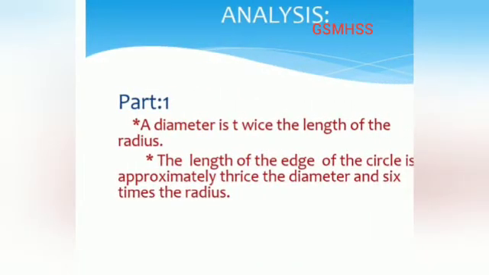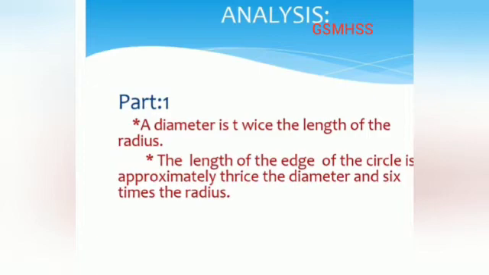The diameter is twice the length of the radius. Do you know? Yes, you studied this in the 5th and 6th classes. So the diameter is twice the radius. Therefore, D denotes the diameter and R denotes the radius. So D is equal to 2 into R.